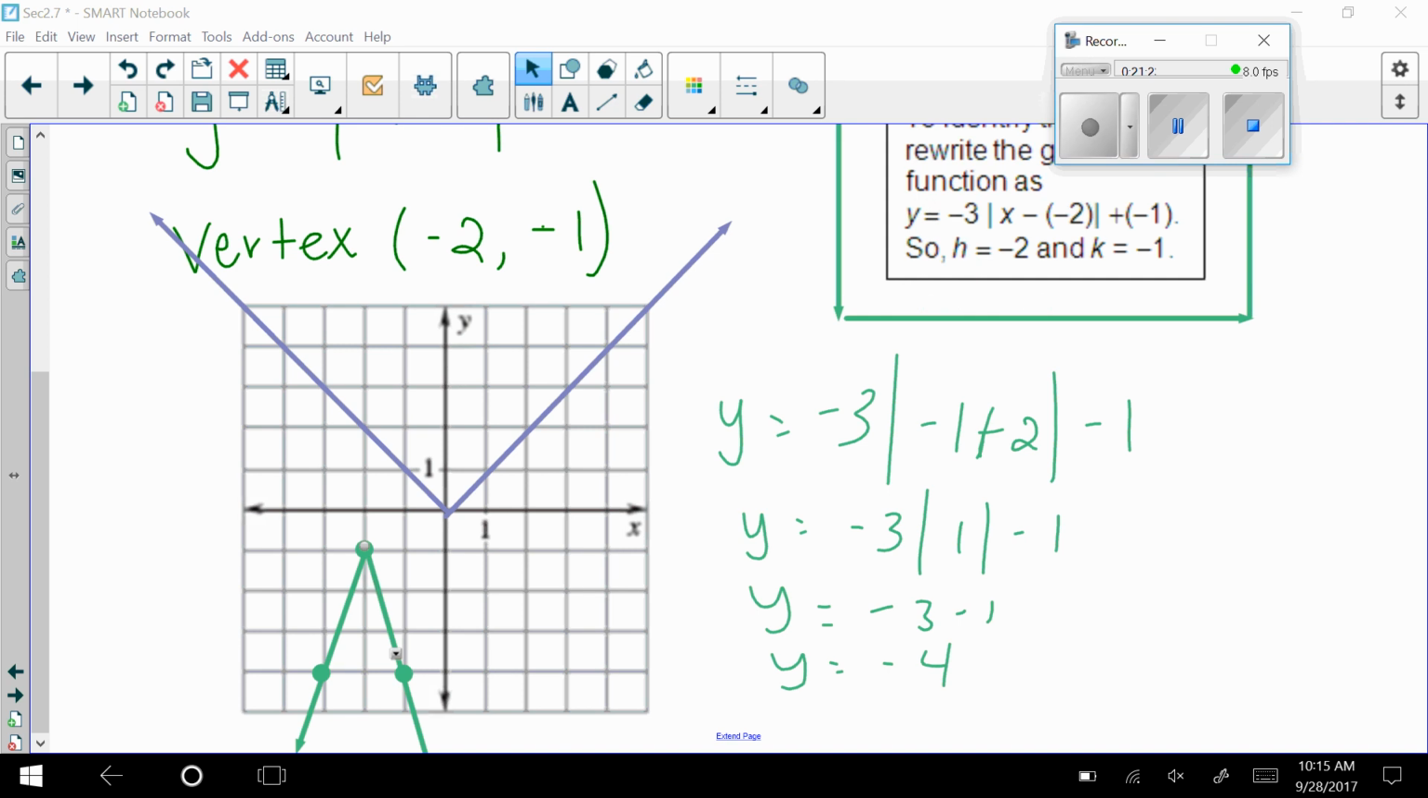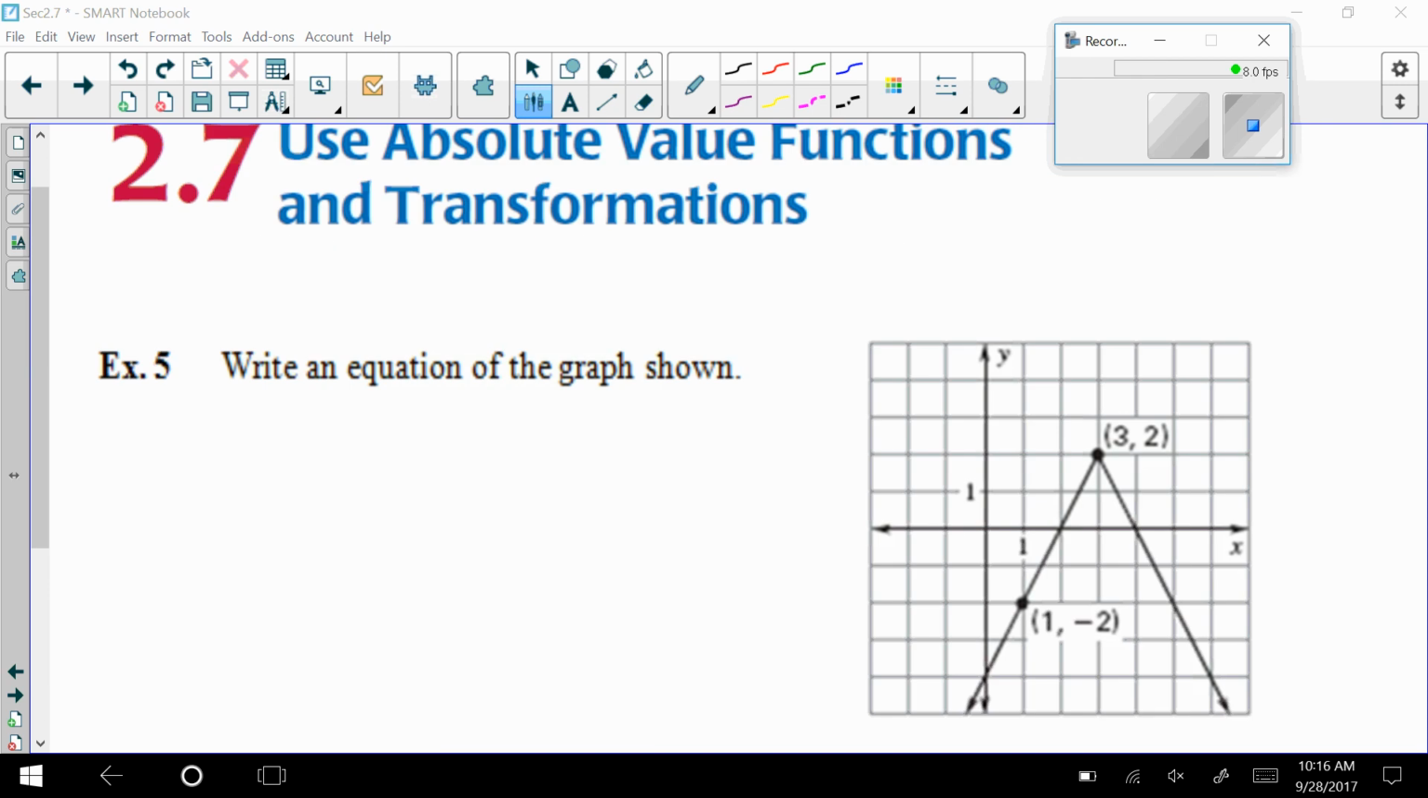We can first see that it's a reflection because our a here is a negative number. And secondly, we can see that it's a vertical stretch because the absolute value of our a is greater than 1. The next example asks us to write an equation of the graph that's already shown for us.